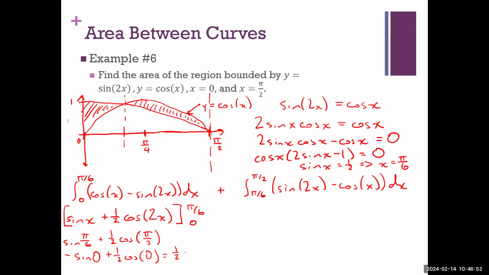1/2 plus cosine pi over 3 is 1/2, so plus 1/4. Sine of 0 is 0. So I think I get, yeah, sine of pi over 6 is 1/2. Cosine of pi over 3 is 1/2, so that becomes 1/4. And then 1/2, cosine of 0 is 1, so I get another 1/2.